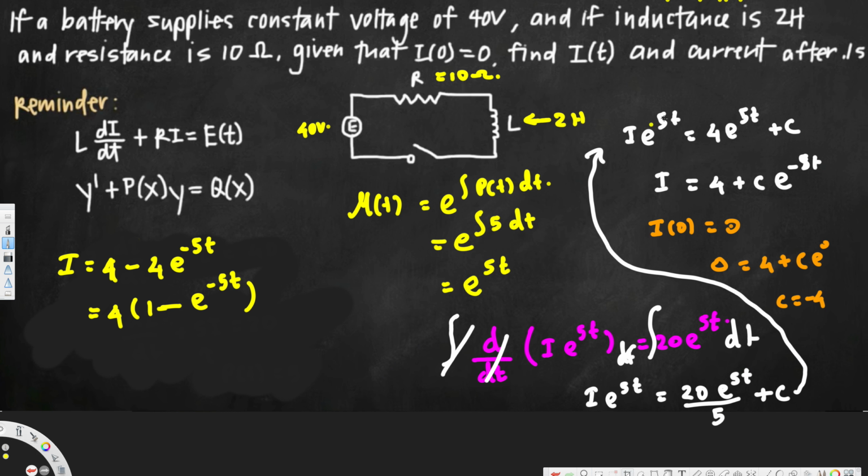Also, here they have asked to find the current after 0.1 second. Now to find the current, all we have to do is just plug in the t value. So I of 0.1 is going to be equal to 4 times 1 minus e power minus 5 times 0.1, and if you calculate this one, you should get 1.57 ampere, and that's going to be the final answer for this question.